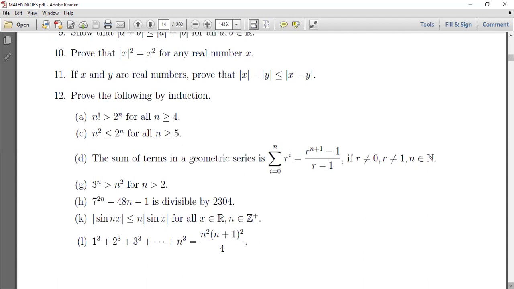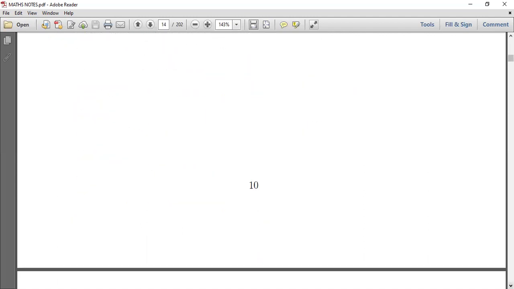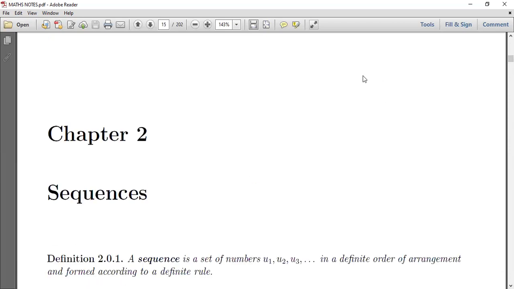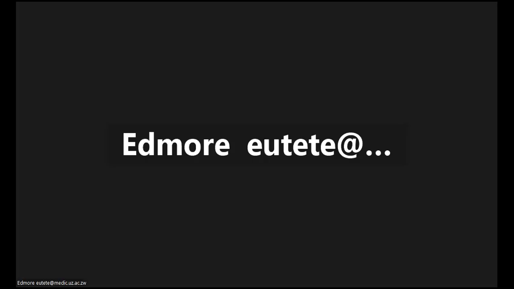So this marks the end of chapter 1. In the next lecture, we are going to look at sequences. So for now, we can end this lecture here.